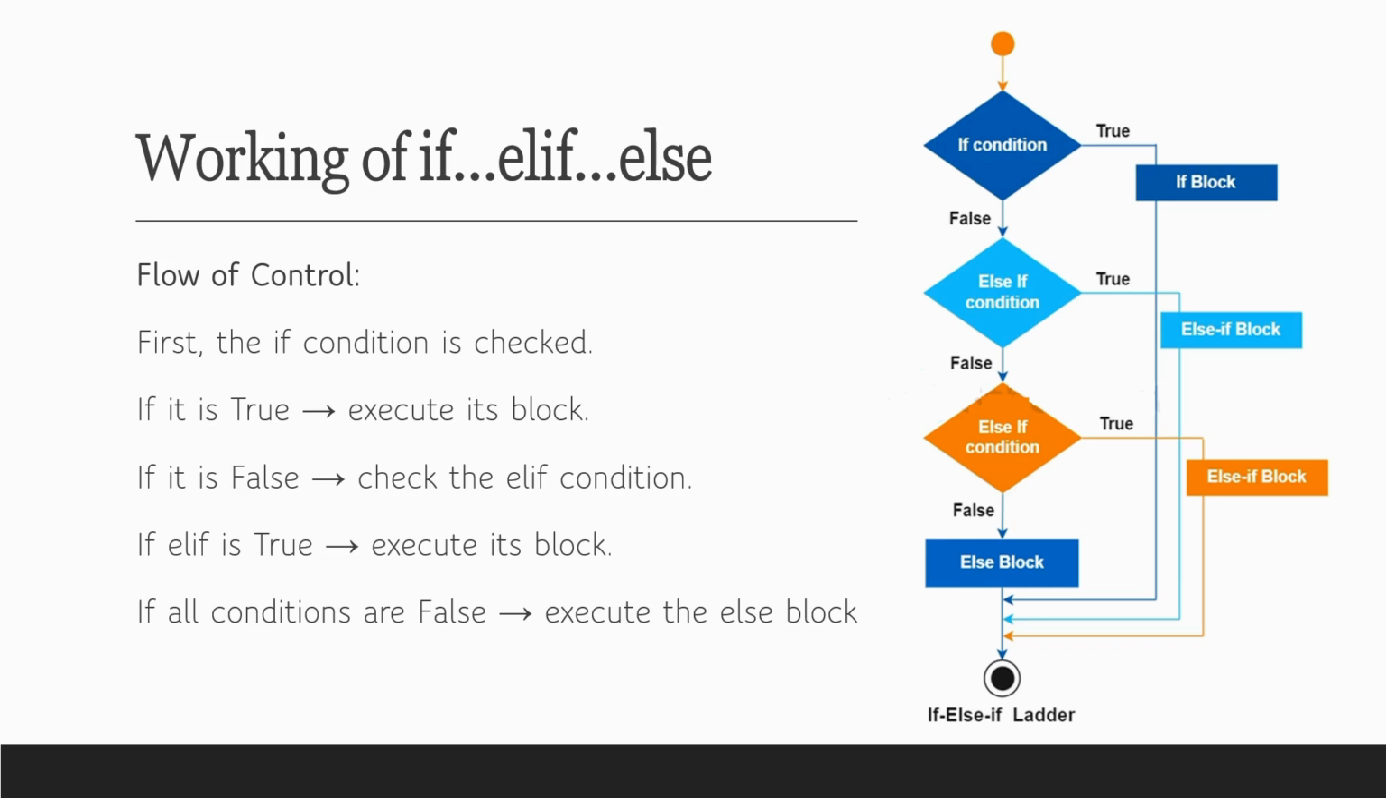If the elif condition is true, its block is executed. If there are more elif conditions, each one is checked one by one until a true condition is found. If none of the conditions are true, then the else block is executed. So, the program checks conditions from top to bottom and executes only one block based on the first true condition.